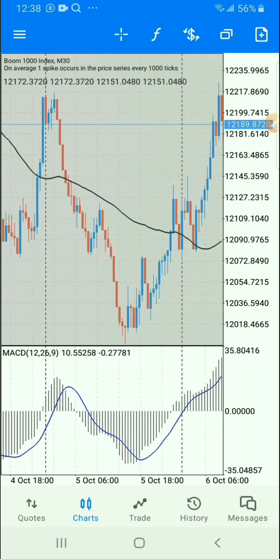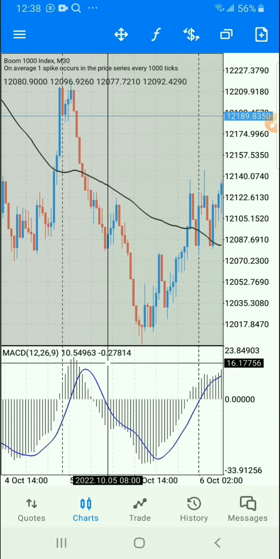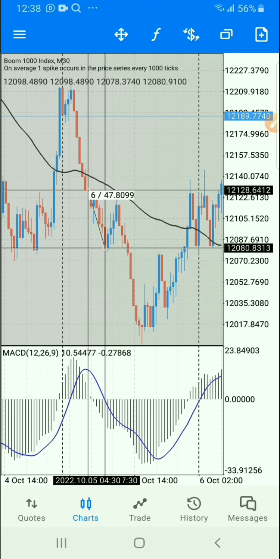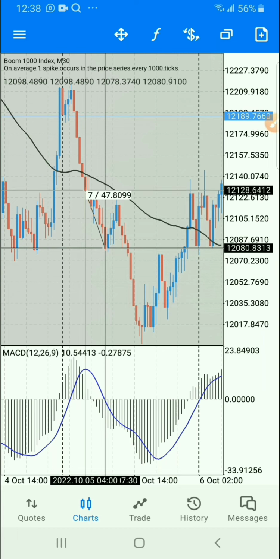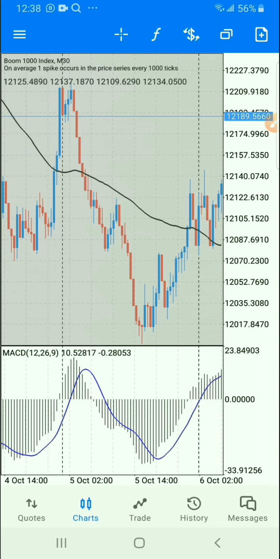You see what happened? This was our take profit, and let me show you how many pips we got. 50 pips, 47 around to 50 pips. This is massive. That is take profit 1.